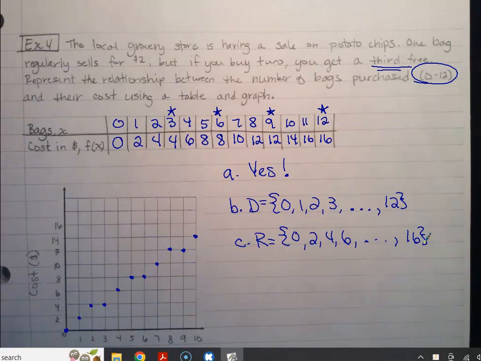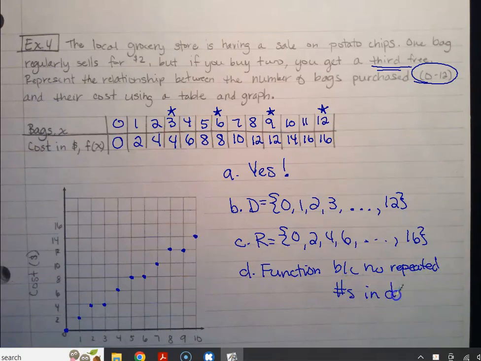Why are they a function? Okay, good. So they are a function, okay, because no repeated numbers in domain. That's awesome. The repeats are all in the range, and we can have repeats in the range. I like it. Repeats in the range. Those are okay, right? All right, perfect.